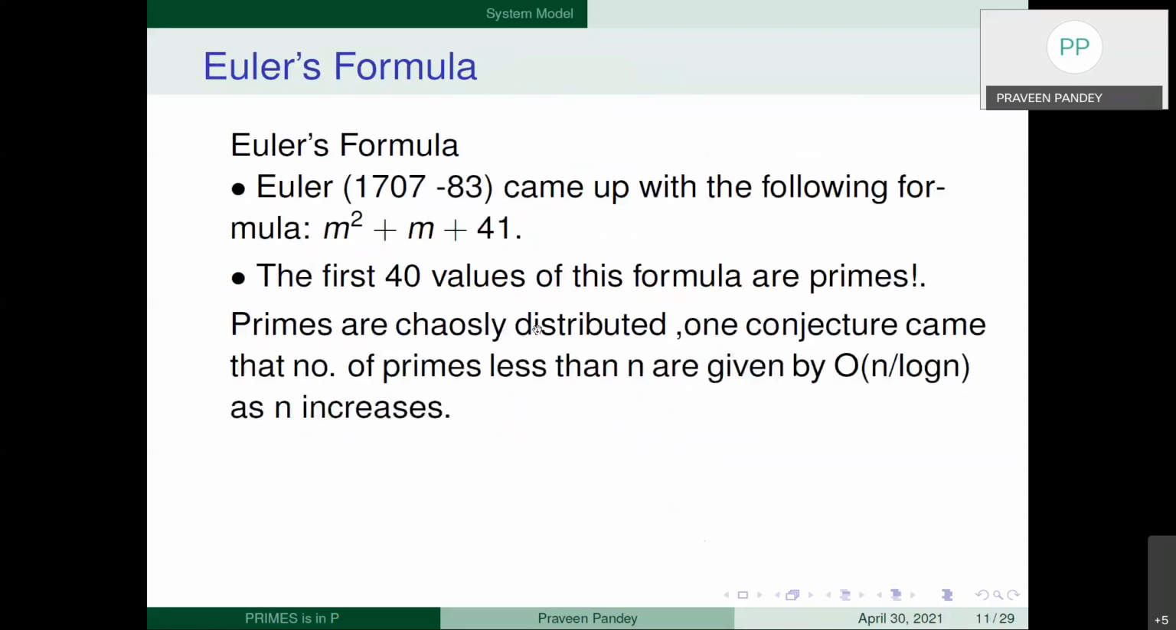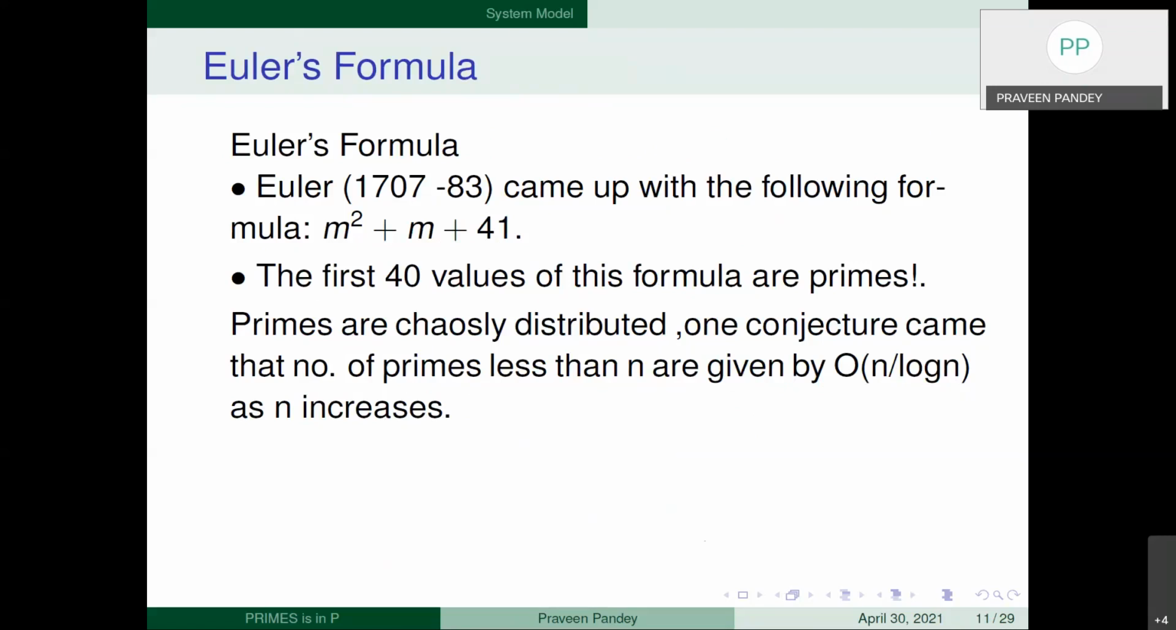There is also Euler's formula that Euler gave in 1773. This formula was basically m square plus m plus 41. The first 40 values of this formula are prime, and obviously 41 can't give a prime because it will divide the complete expression by itself. There is one more similar equation, m square plus m plus 79. In this case also we will have the first 78 values as prime, and 79 can't give a prime number because it will divide the whole expression.